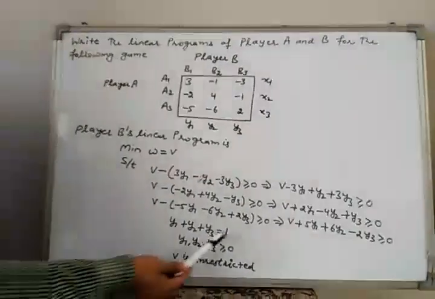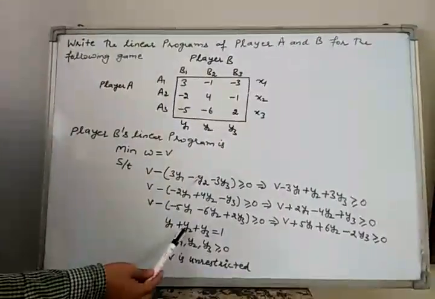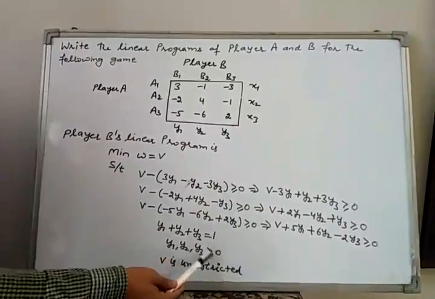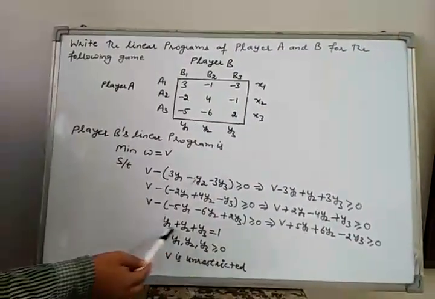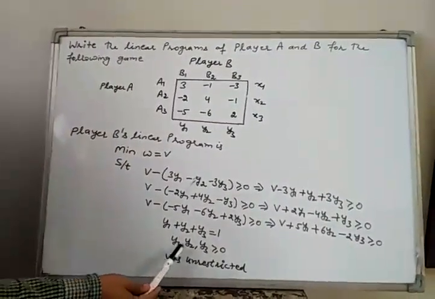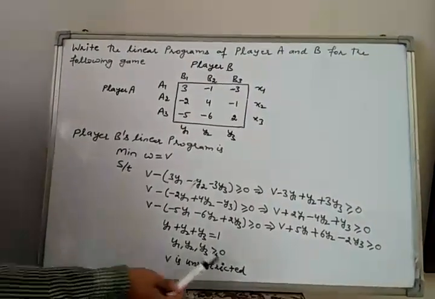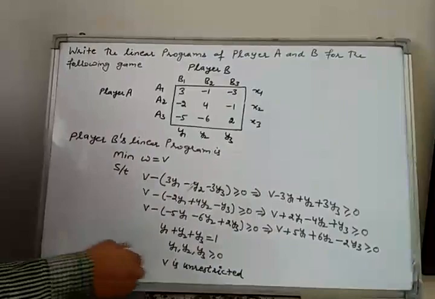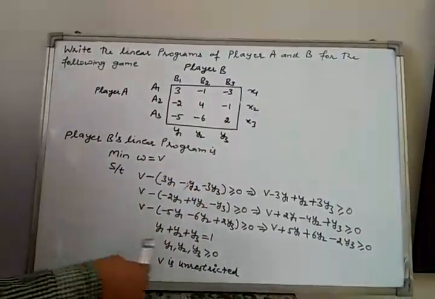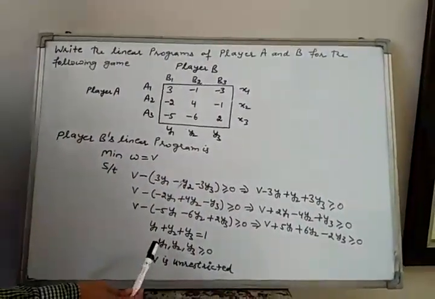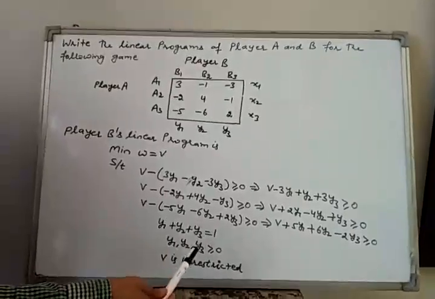Sum of probabilities equal to 1, that is y1 plus y2 plus y3 equal to 1. All probabilities are greater than or equal to 0. Therefore, y1, y2, y3 greater than or equal to 0, and v, the value of the game, is unrestricted. This is player B's linear program. After solving this, we get the values of probabilities y1, y2, y3.